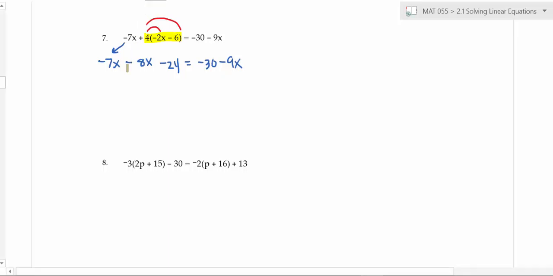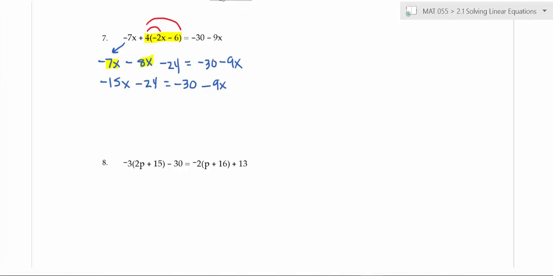Next thing is we have like terms. Those things need to go together. Don't do anything else. Collect like terms together. So that's 2 debts being collected. So that's negative 15x, subtract 24. This is equal to negative 30 minus 9x. Now what you can do here, if you want to rearrange, you can rearrange.